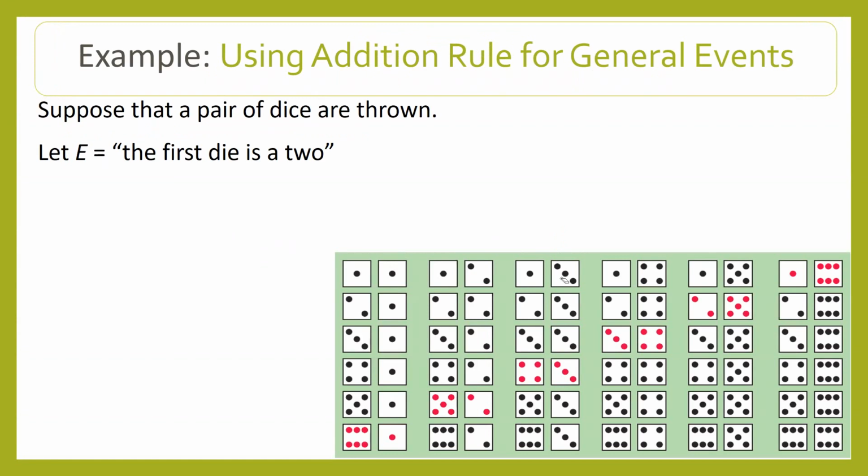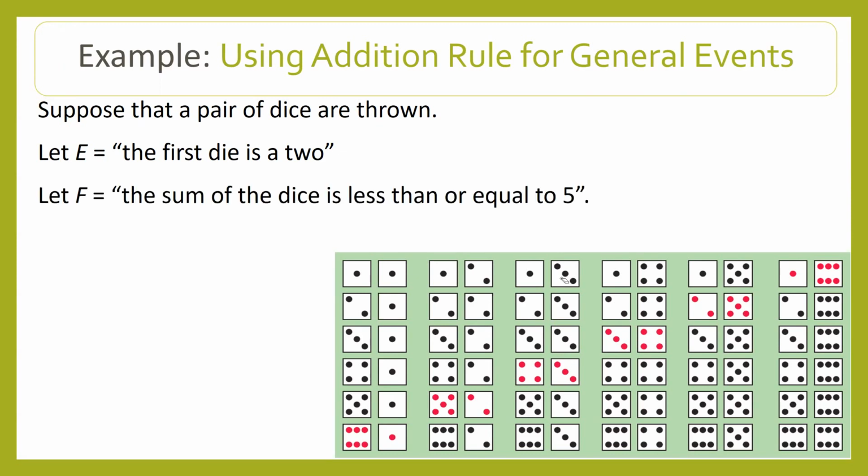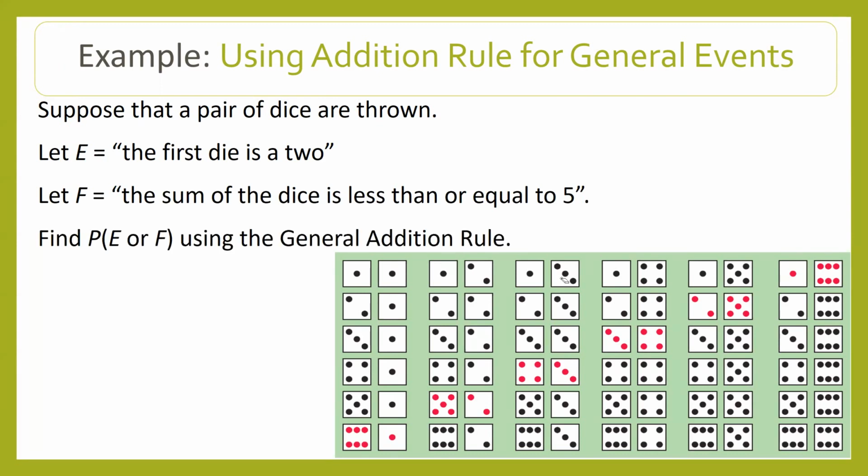All right, so let's quickly go into an example. Suppose a pair of dice are thrown. Let E be the event that the first die is 2. Let F be the event that the sum of the dice is less than or equal to 5. We are interested in finding the probability of E or F.